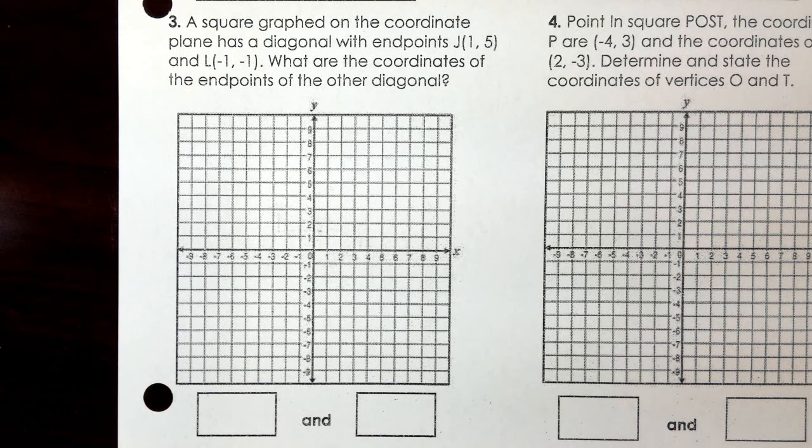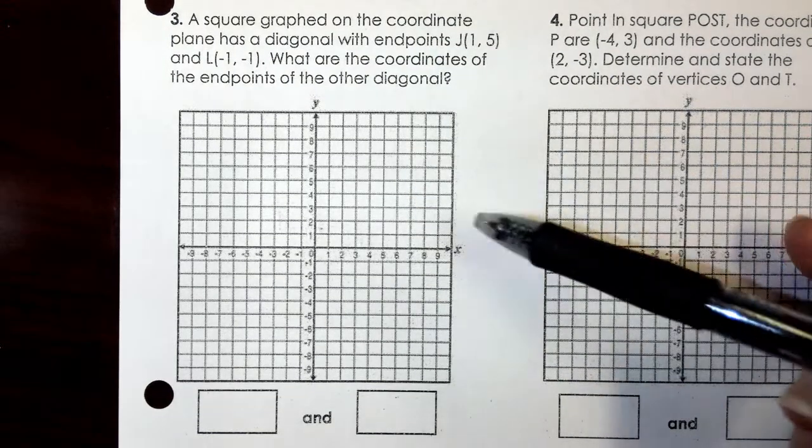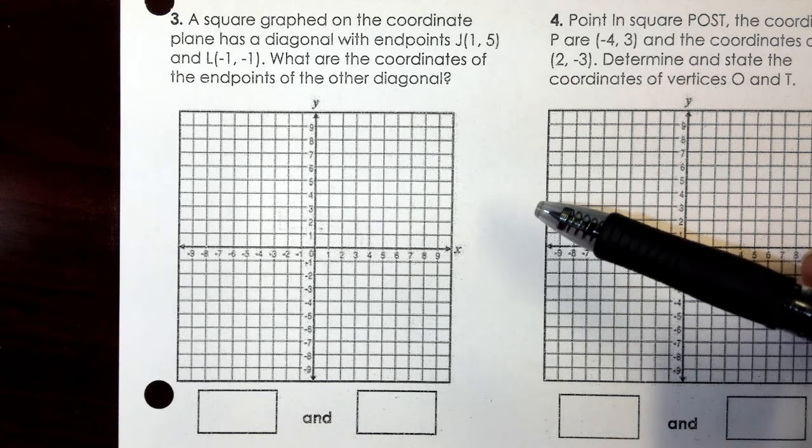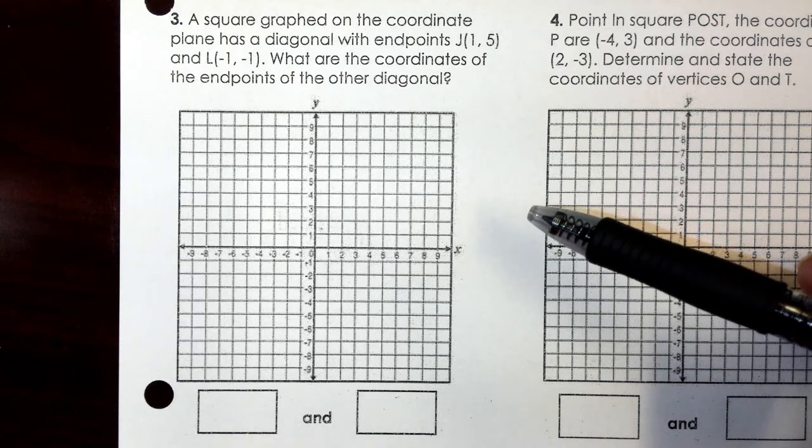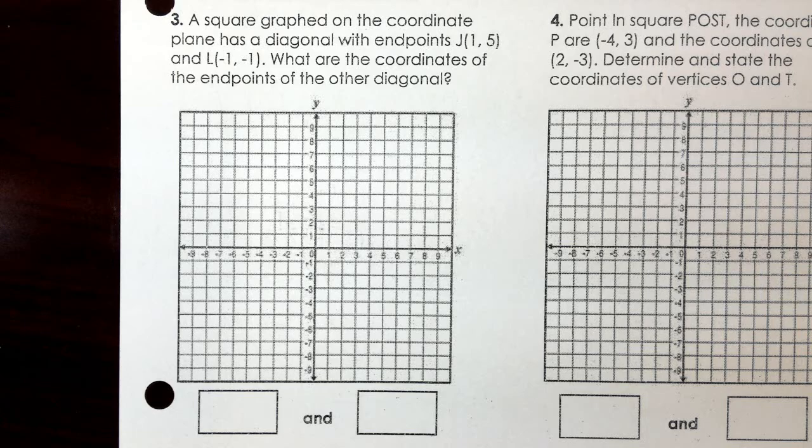Alright. A square graphed on a coordinate plane has a diagonal with endpoints J and L. What are the coordinates of the endpoints of the other diagonal? So let me tell you what they're setting up here. They're telling you the shape is a square, but all they give you is the endpoints of one of the diagonals inside of the square. Based on that, they want you to find the other diagonal and then be able to draw the square from that. It's not hard to do. I'm going to show you how to do it now.